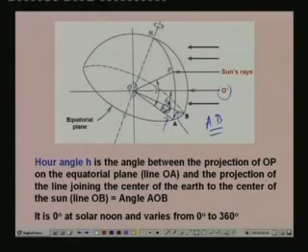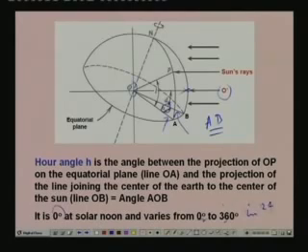Now at solar noon, when the earth rotates and point P comes to this point, you find that the hour angle is 0. And the hour angle varies from 0 at solar noon to 360 degrees, because it rotates in one day.